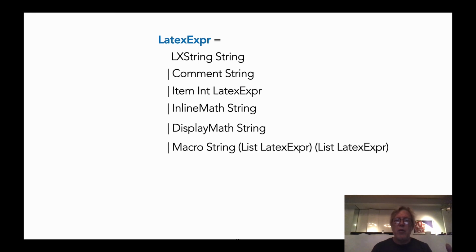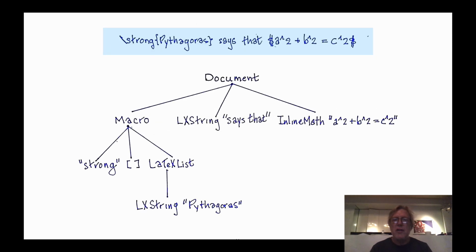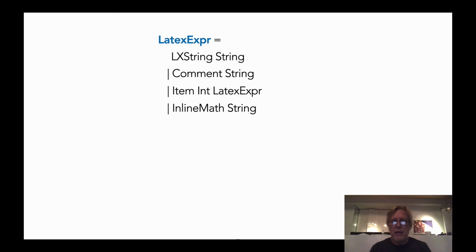And we saw that, by the way, when we looked at our little example. The Pythagorean formula was the body of the inline math element in that tree. Let's go back and look at that. There we go. You see there inline math, quote, a to the power 2, etc. Okay, so back to the LaTeX expression.